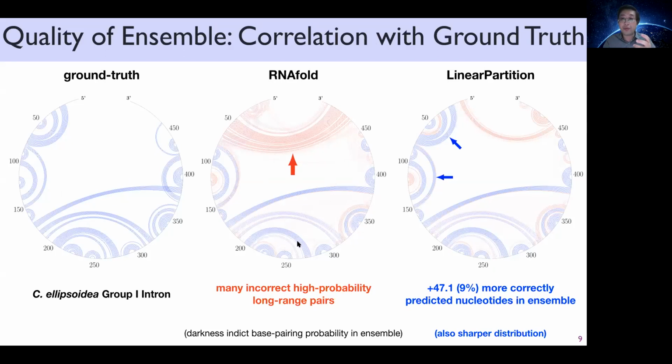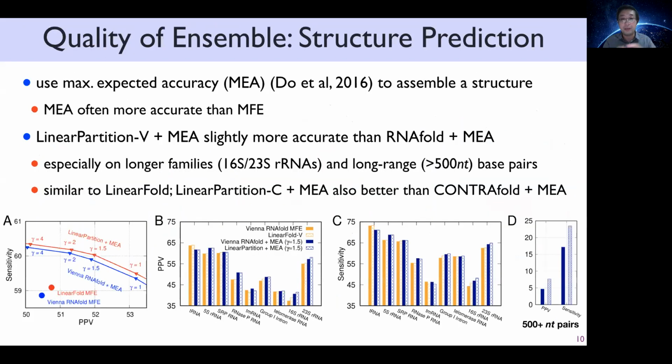And this is the distribution produced by RNAfold. It has a lot of incorrect false positives, long distance false positives in red. And ours recovered the correct ones in blue and has much fewer wrong ones, right? So on average, for this particular example in group 1 intron, we have 47 more correctly paired nucleotides, or about 9% more. And we produce also sharper distribution, a lower entropy distribution.